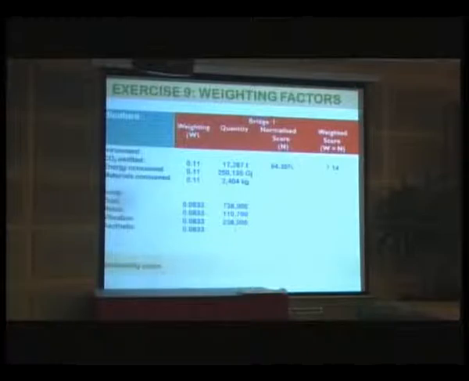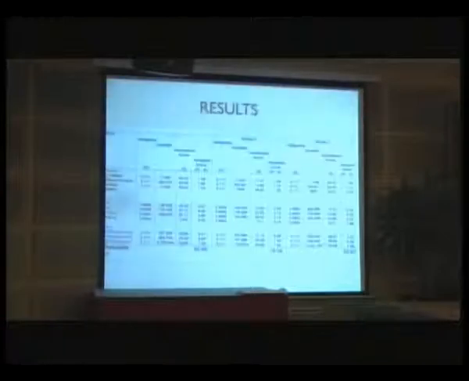So assuming that the environment has an equal weighting of a third, if you divide a third by 3, you end up with a weighting of 0.11. And with society, if you divide a third by 4, you end up with the 0.083 figure. By multiplying the weighting by the normalized score, you end up with the final score, which can then be summed in order to come up with a sustainability score.